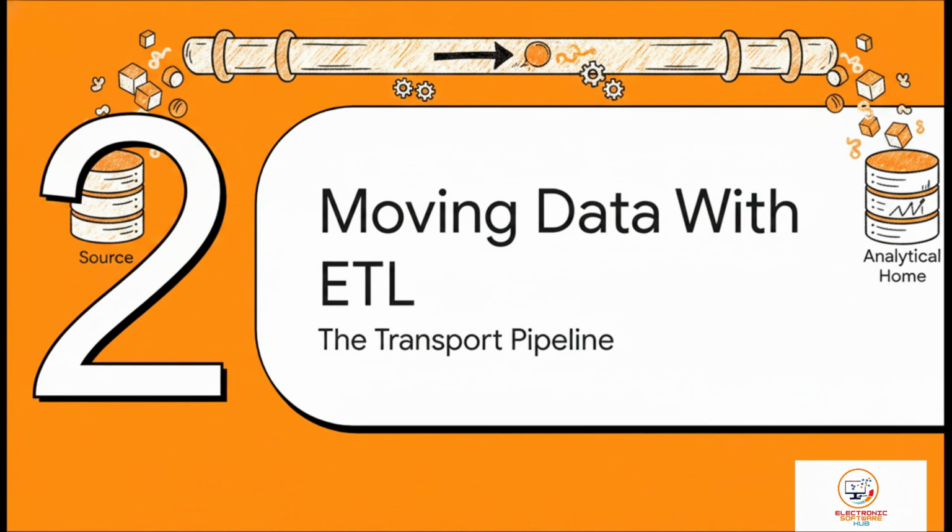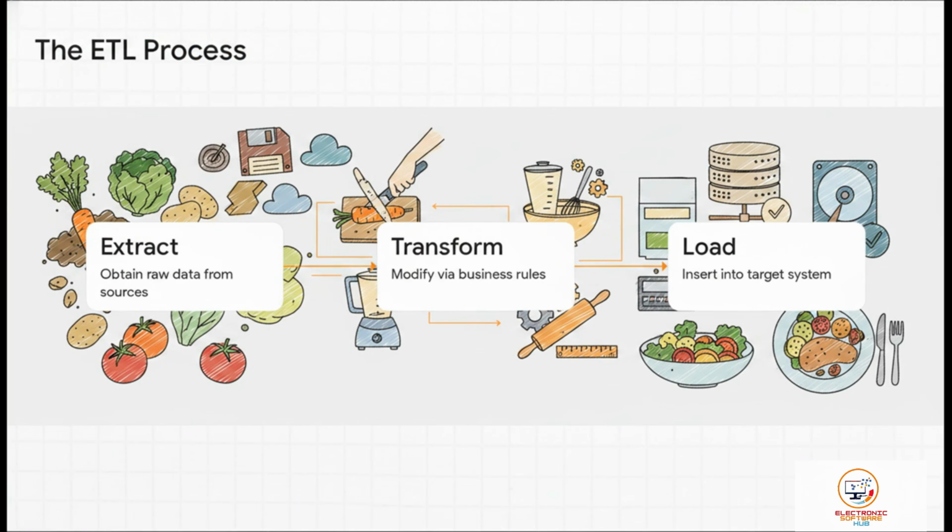Moving right along to Section 2, moving data with ETL. This is our transport pipeline. So the crucial link here is a process called ETL, extract, transform, and load. I absolutely love thinking about this like a busy commercial kitchen. First, you extract. You got to obtain your raw ingredients, gathering data from flat files, random applications, or various databases. Second, you transform. This is your prep work. You chop, you clean, you modify those ingredients by applying very strict business rules so everything matches up. And finally, you load. You plate the finished dish by inserting this now perfectly prepped data straight into your target storage system.